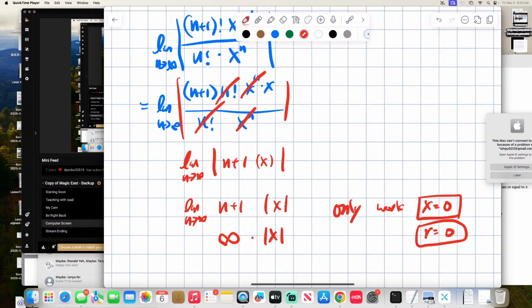So infinity is greater than 1. If x is equal to any other value, let's say 0.00001 times infinity is still infinity, right? Yeah. So it only works if it's 0. So therefore, my center is at 0, radius is 0. There's nothing else I can do. It only works on one specific location. Yes.